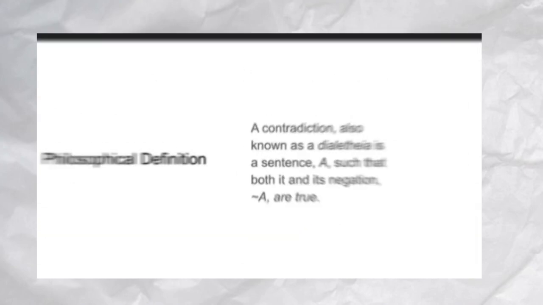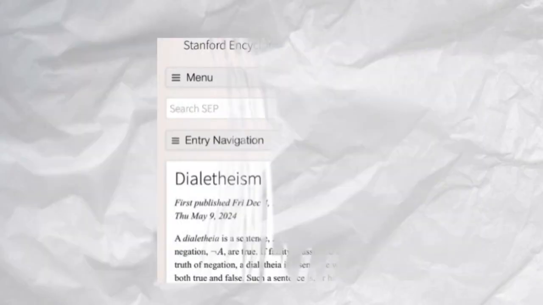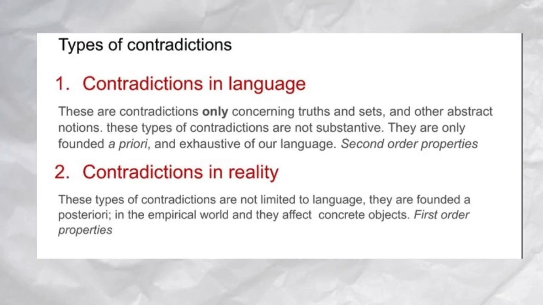From that, we get the following definition of a logical contradiction: a contradiction is a sentence A such that both it and its negation are true. Dialetheism is the view that there are true contradictions. There are different types of true contradictions. Contradictions in language. These are contradictions only concerning truth and sets, and other abstract notions. These types of contradictions are not substantive. They are only founded a priori and exhaustive of our language.